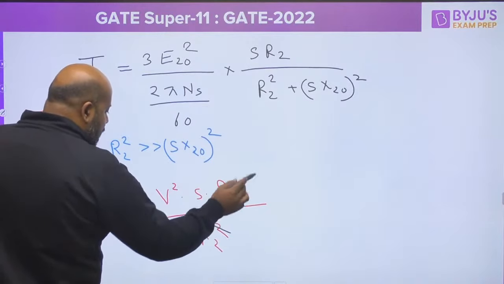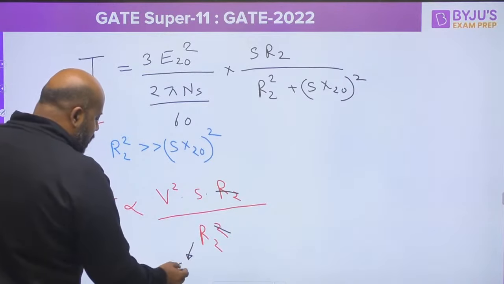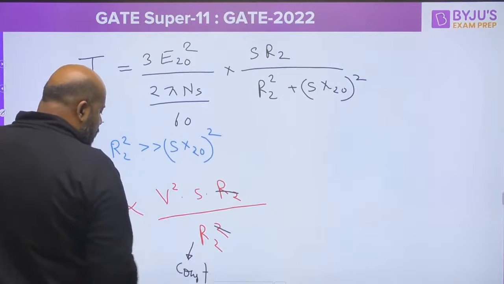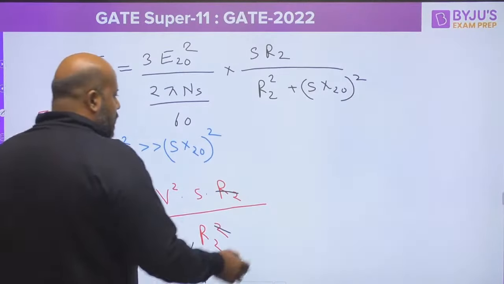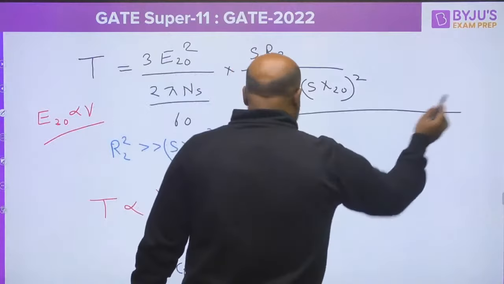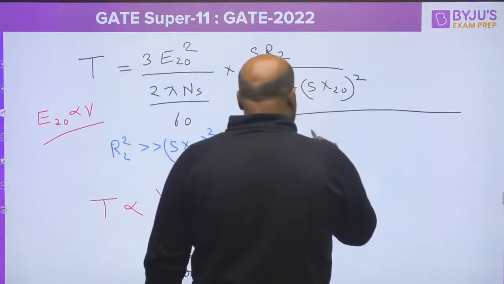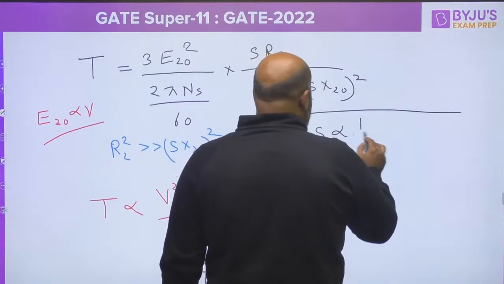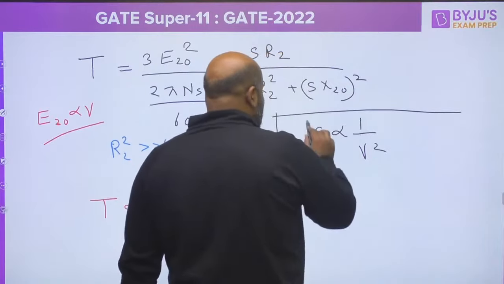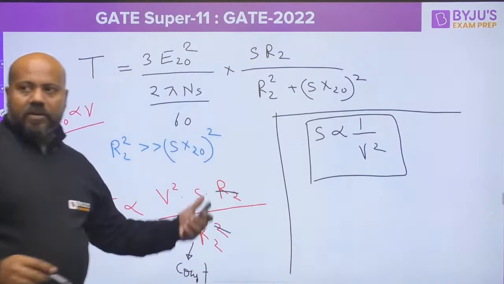So this is going to be cancelled. Now this time rotor resistance is not changing, it is constant. So if torque is going to be same, so can you write slip is going to be inversely proportional to the square of the voltage if the torque is going to be constant? Yes, everybody.